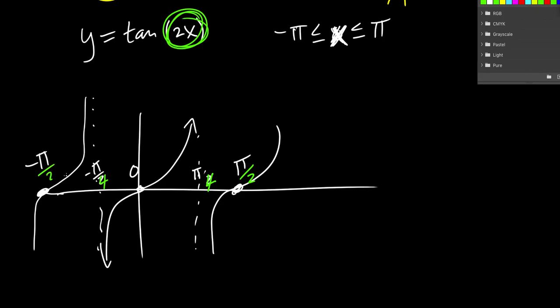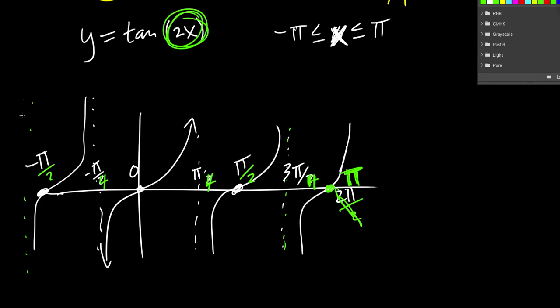Now, we didn't spread out enough because we need to go from negative pi to pi. In the original, this would have been 3 pi halves, and this would have been 2 pi. But if we divide those both by 2, that's 3 pi fourths, and then the 2's cancel here, and this gets us to the pi that we were hoping for. And so we can do the same thing on this side.